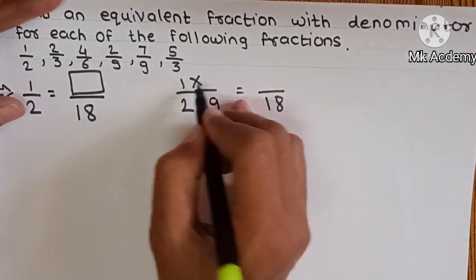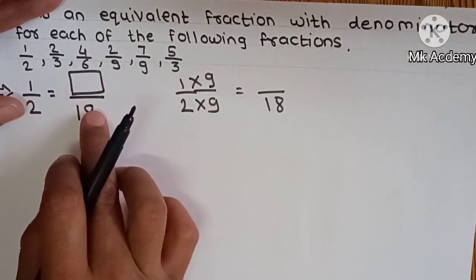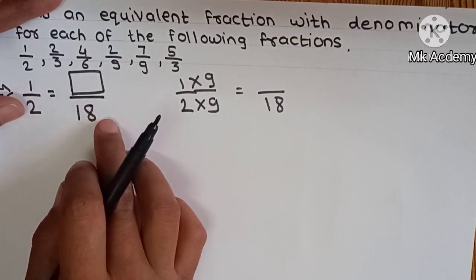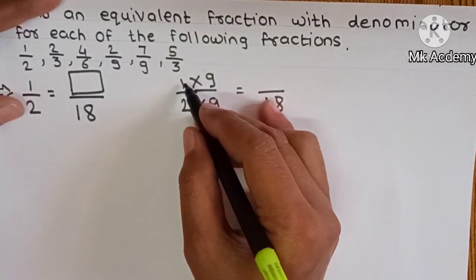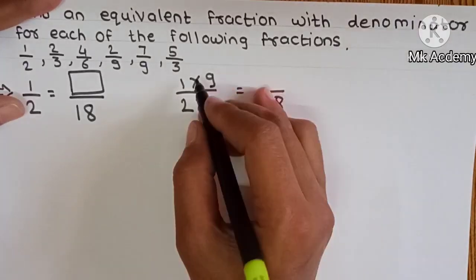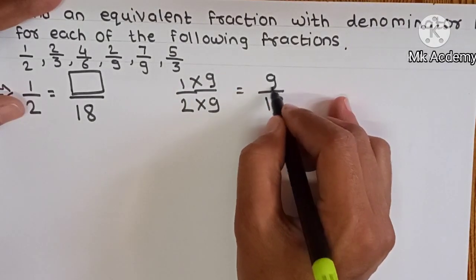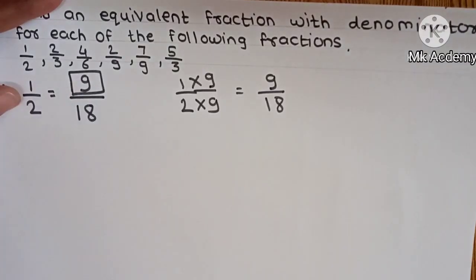Therefore, we have to multiply the numerator also by 9 because these two fractions are equivalent fractions. Therefore, we multiply the denominator by 9, and we multiply the numerator by 9. Therefore, 9 ones are 9. Means the numerator is 9.